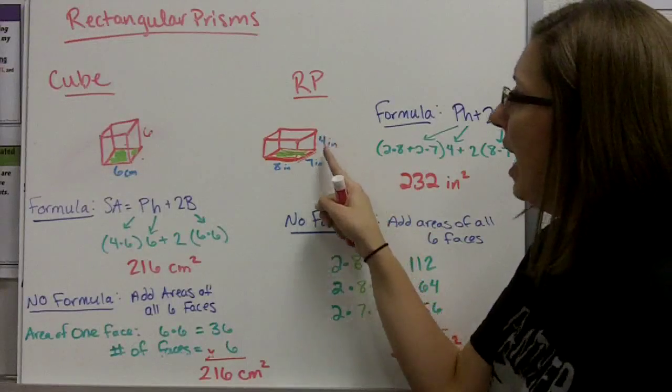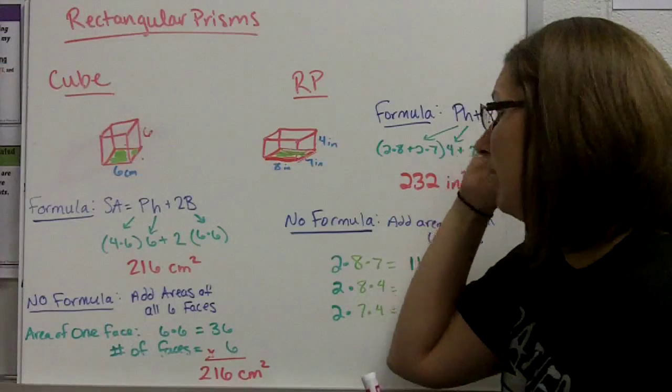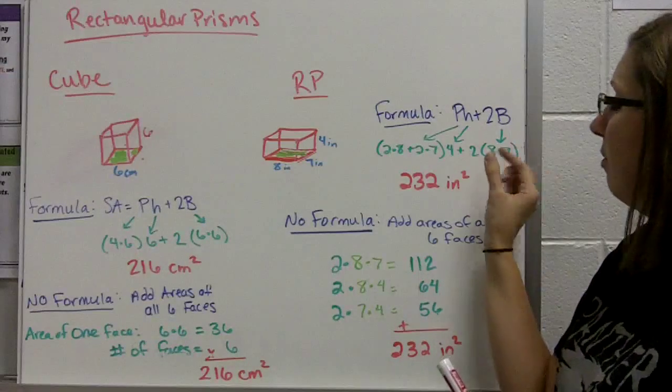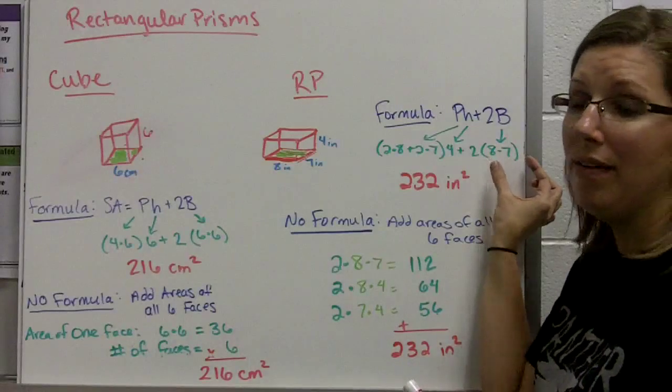And then I multiply it by how tall my prism is. My prism is 4 inches tall. Then I multiply by 2. I add 2 times the area of the base.